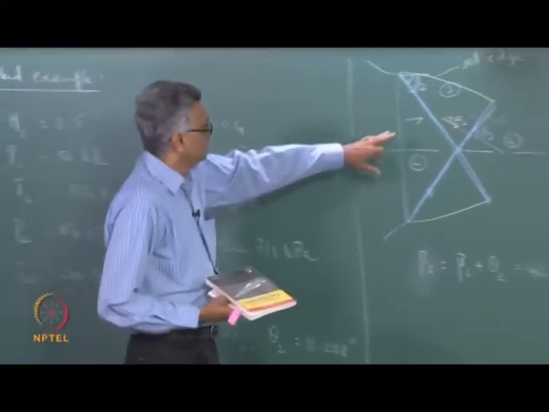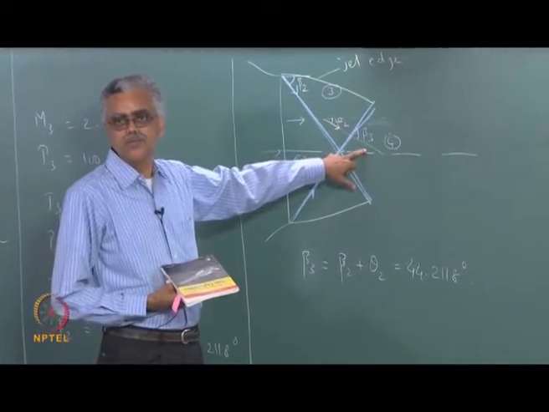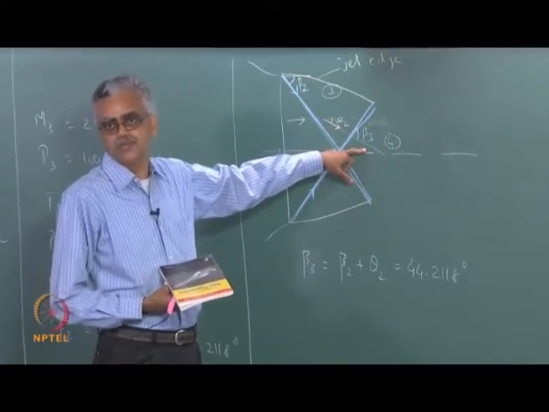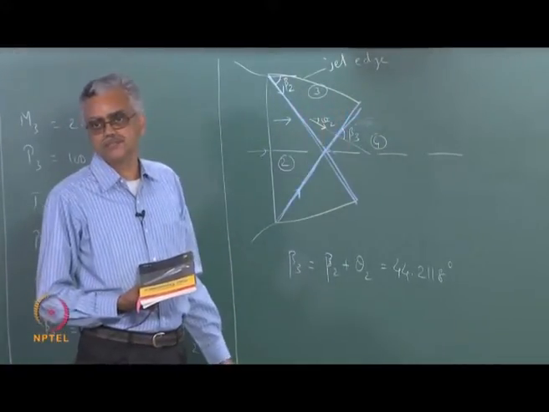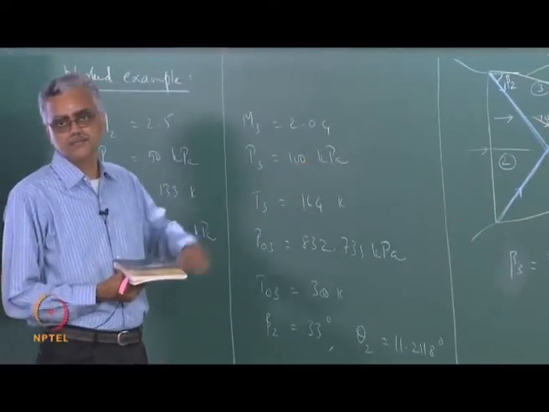Remember, M3 is known, beta 3 is known. So we have to calculate theta from this relationship, see what theta is going to be. Whether theta is brought back to the horizontal or not is what we have to see. Okay? Are there any questions or doubts? Is this clear?